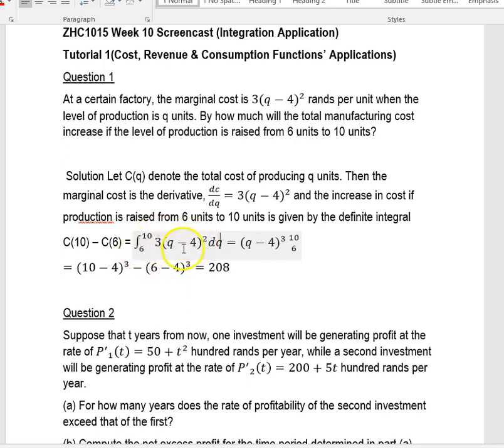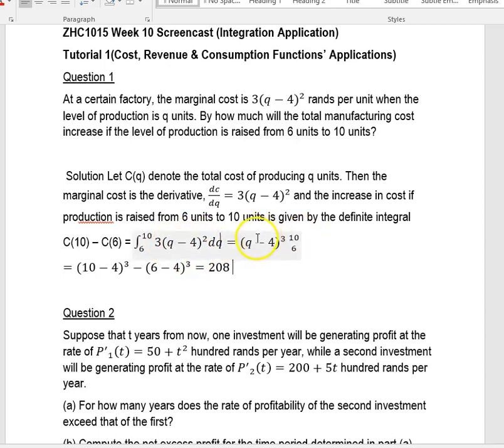Now to integrate this function, we have to apply integration by substitution. It's easier by just adding 1 to the power, which makes it 3, and dividing by that. That gives you (Q - 4)^3. Now, the expression in the bracket should be differentiated. If you do that, it should give you 1.